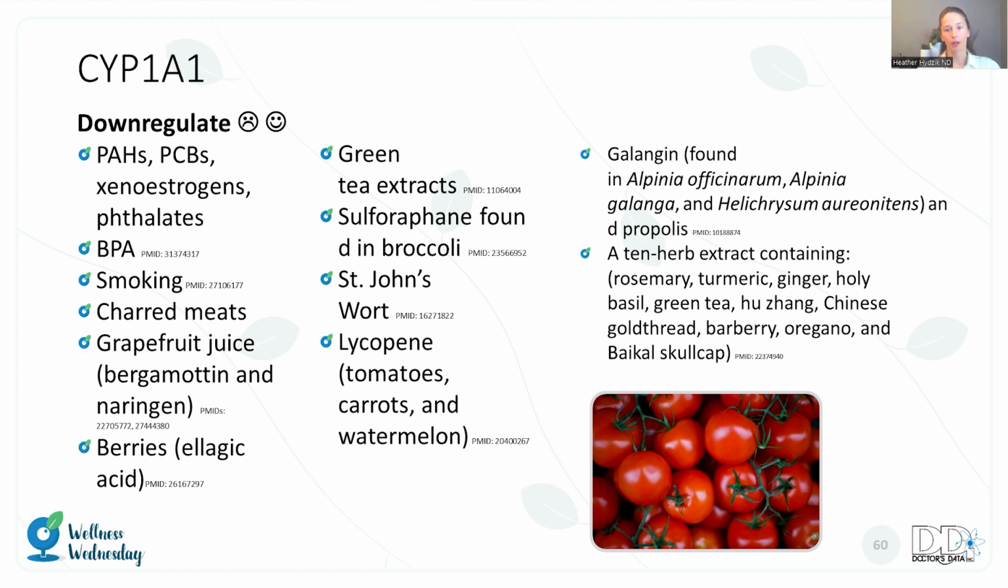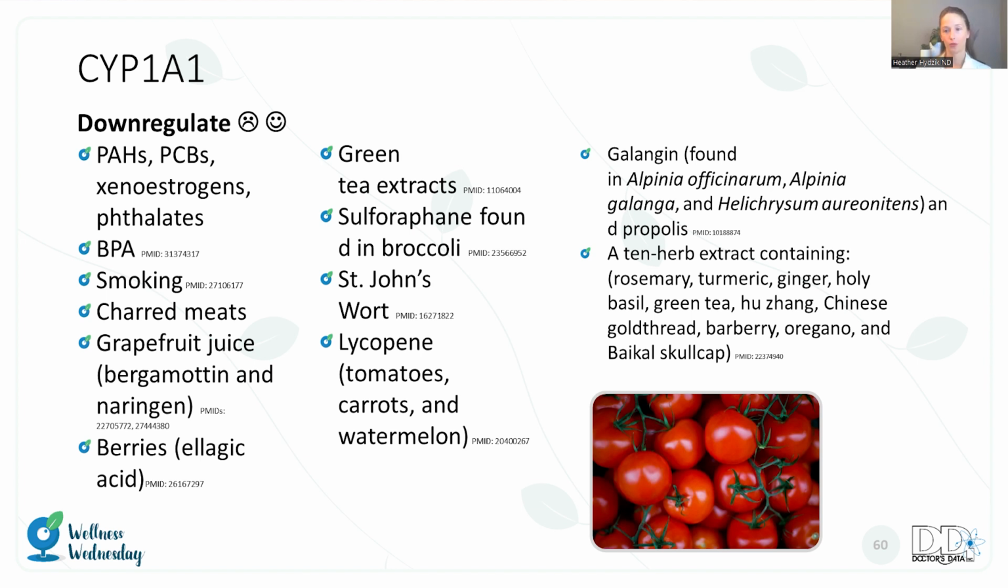These are some downregulators of CYP1A1: grapefruit juice, berries. Green tea can actually upregulate or downregulate 1A1. Lycopene, which tomatoes are known for having, is an option too. And then there's this 10-herb formula, which I think I can tell you is Zyflamend.